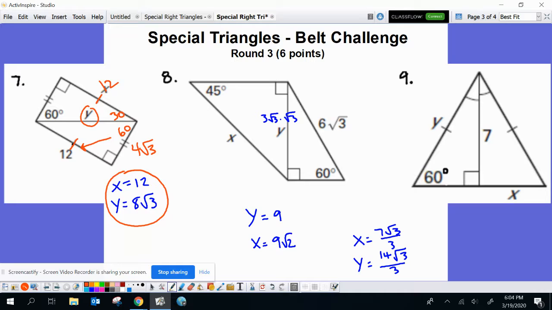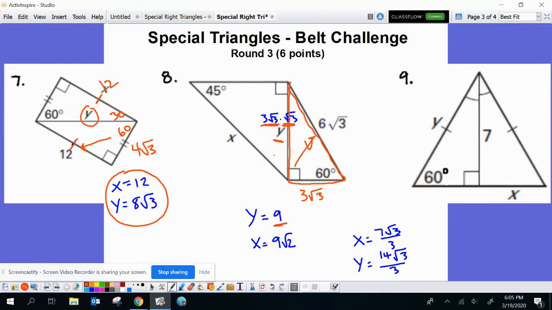Number 8, you can see we also have a 30, 60, 90 triangle right here to start, and what we are given is the hypotenuse of 6 roots of 3. So I take exactly half of that, get this short leg, 3 roots of 3. To get the long leg y, I take 3 roots of 3 and I multiply by square root of 3. Remember, any square root multiplied by itself is just that number. So ultimately, this length ends up becoming 3 times 3, y is equal to 9.